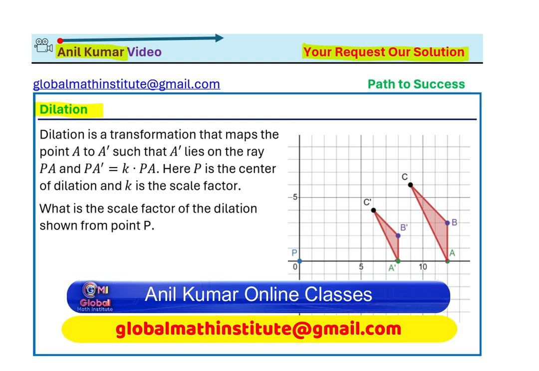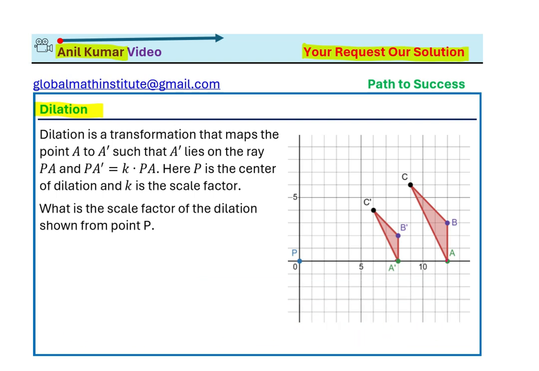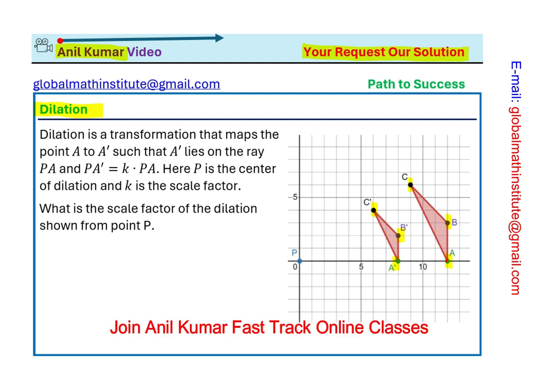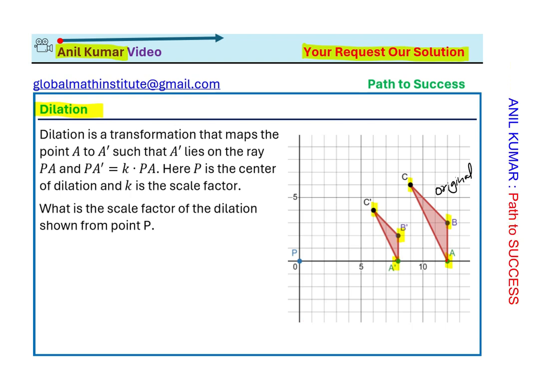Here on a coordinate plane, you see two different triangles in red. One is labeled as ABC, and the other one as A prime, B prime, C prime. Now, in transformations, the original is always labeled without prime, ABC, so that becomes your original. And the one with a dash is called the image. So we can say that A prime, B prime, C prime is the result of transformation.